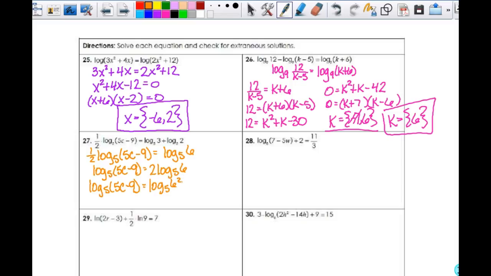So now I have a single log on either side with the same base. So 5c minus 9 equals 36, which means that 5c equals 45 and c equals 9. All right, so then I check that. 45 minus 9 will be good. That is my answer.